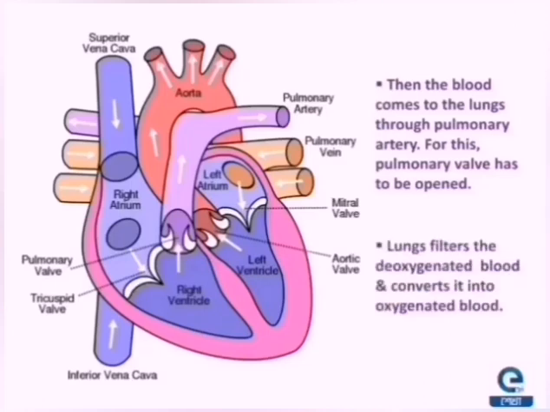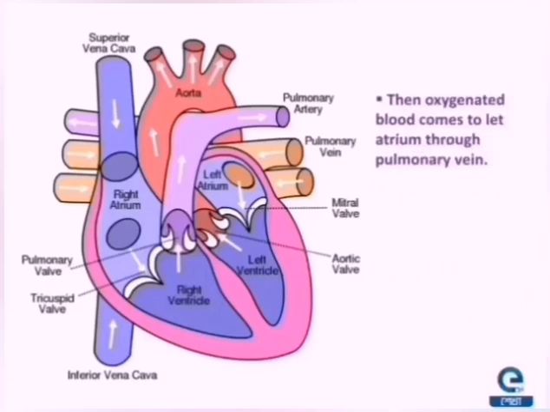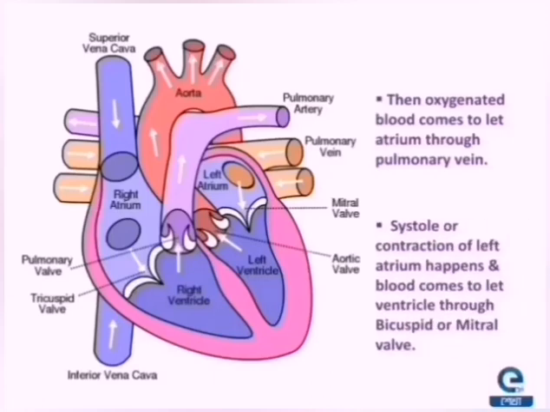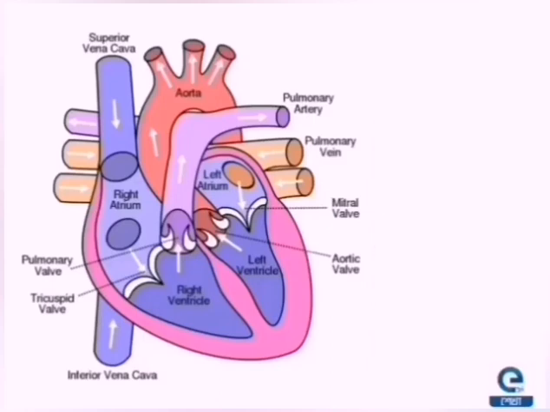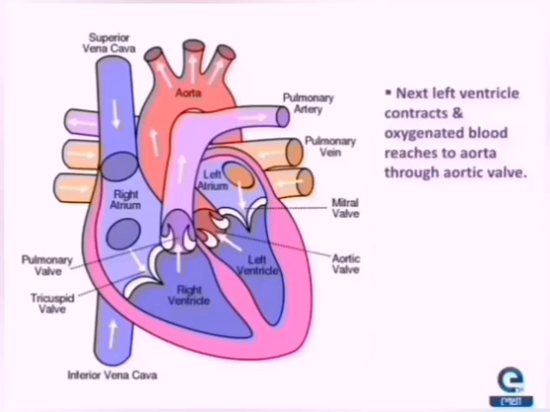Lungs filter the deoxygenated blood and convert it into oxygenated blood. Then oxygenated blood comes to left atrium through pulmonary vein, and then systole or contraction of left atrium happens, and blood comes to left ventricle through bicuspid or mitral valve. On the next step, left ventricle contracts and oxygenated blood reaches the aorta through aortic valve. Aorta spreads the oxygenated blood all over the body.